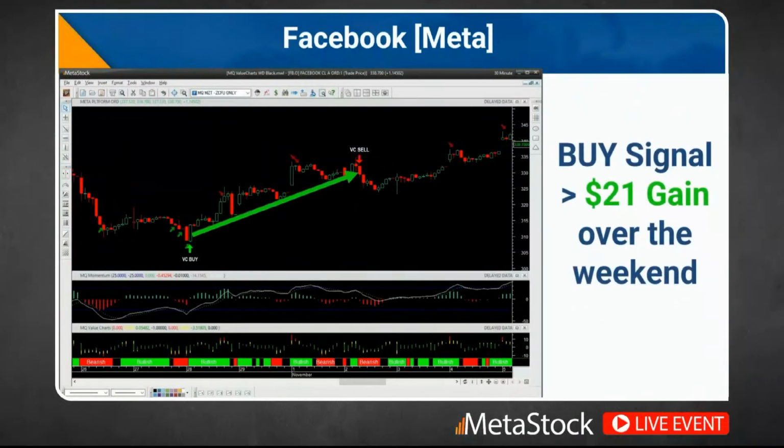This $21 rise in Facebook, now known as Meta, over a weekend.